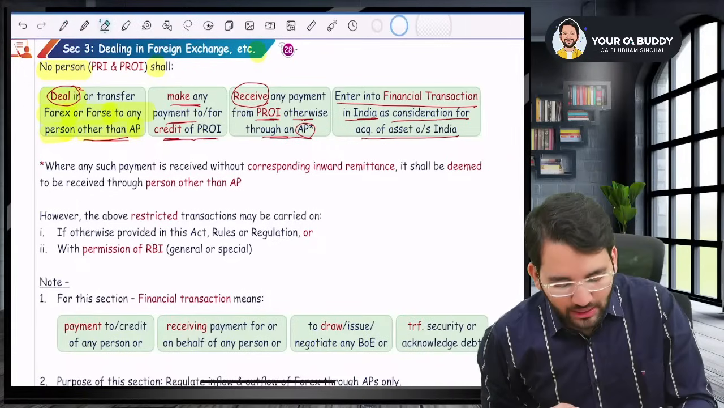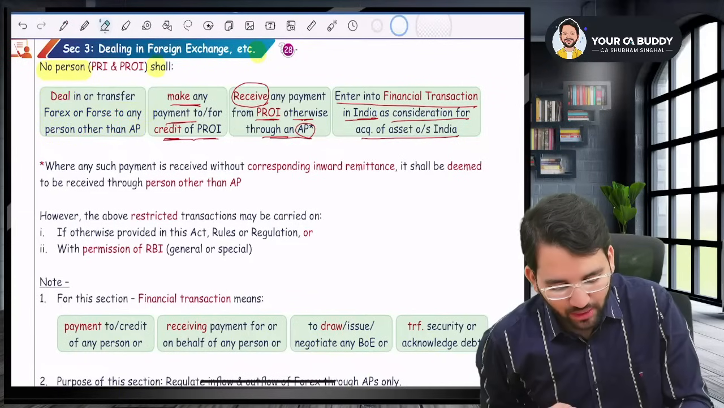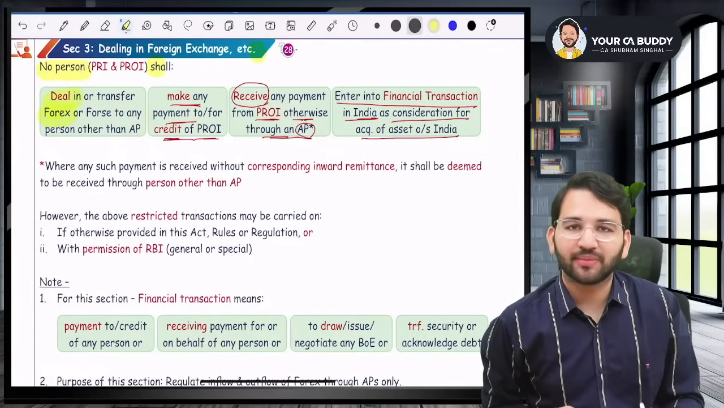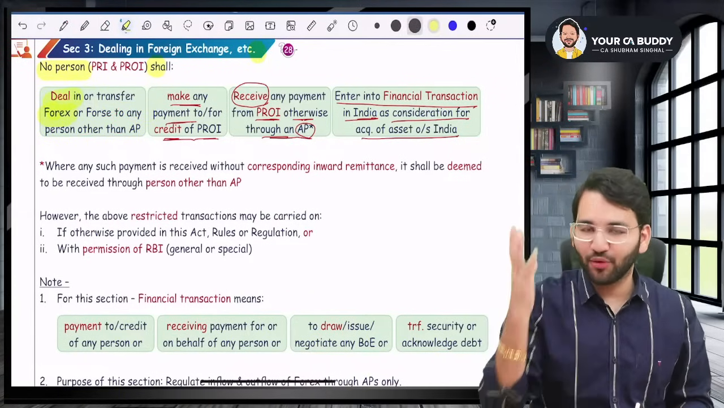Number one, you will not deal in foreign exchange otherwise than through an authorized person. Sir, what is dealing in foreign exchange? I'll give you a simple example.